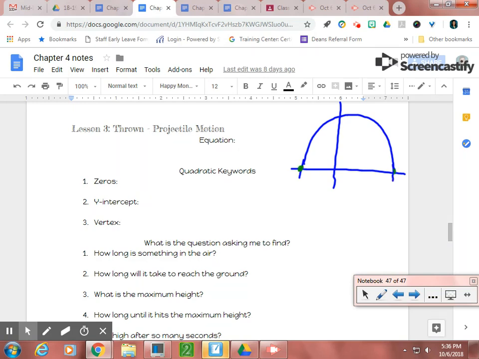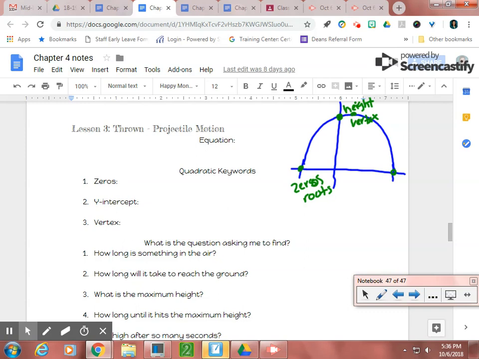These are zeros, or they could be called roots. Then this is where we initially start, at a height. This would be the vertex, its highest point, and then it would come back down to its other zero. So as you're throwing something up, it's going to have an initial height, it's going to have a highest point, and so on and so forth.